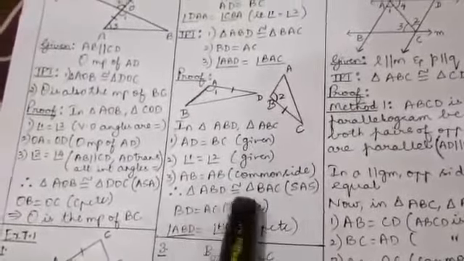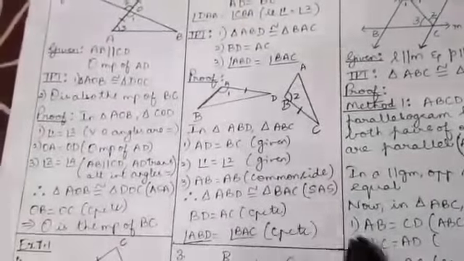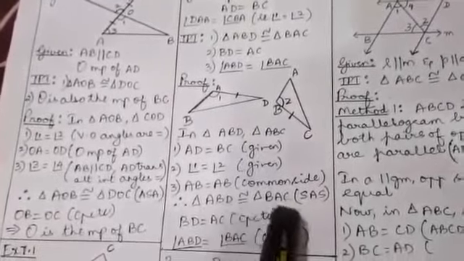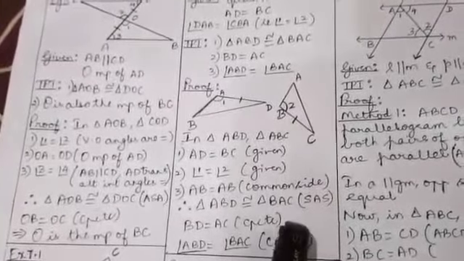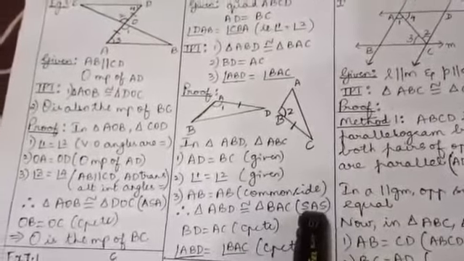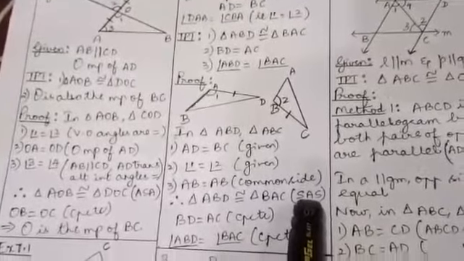Here I have written ABD congruent to BAC because that's what is given to us in the question. So I have just written it as it is. This order is also correct. Triangle DAB congruent to triangle CBA is also perfect. So the two triangles are congruent to each other by the SAS congruence criterion.